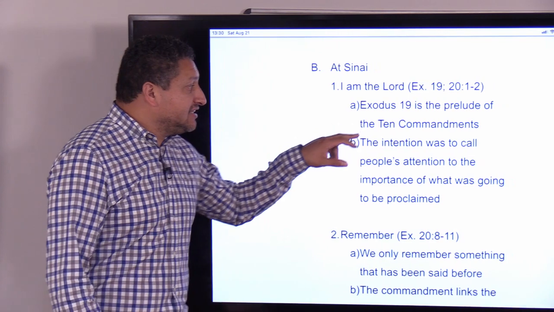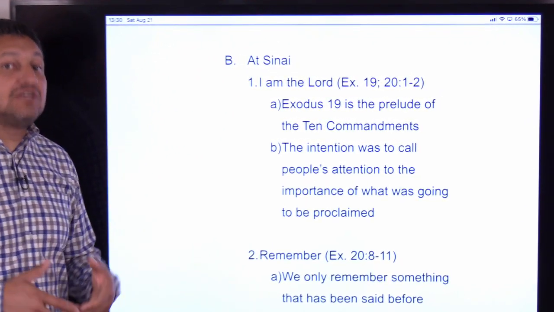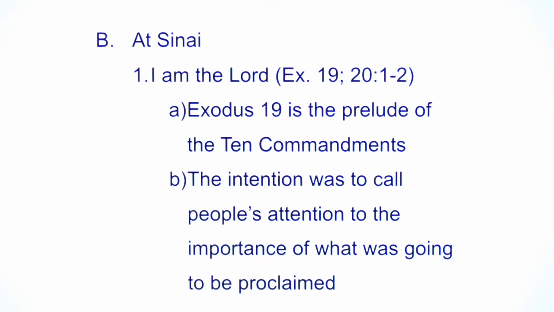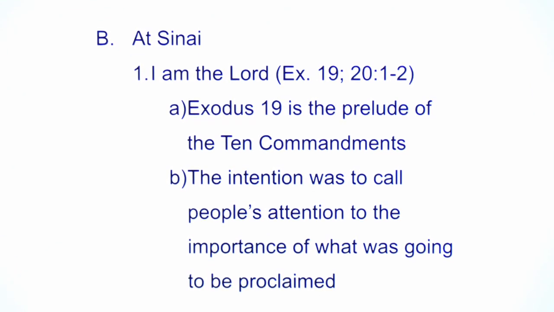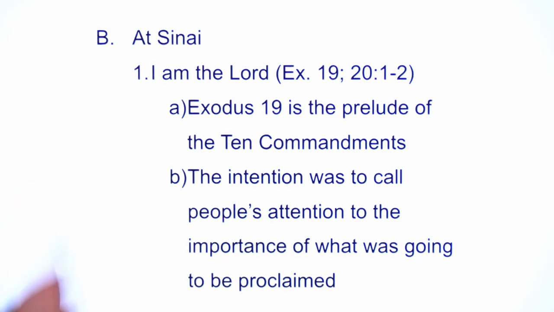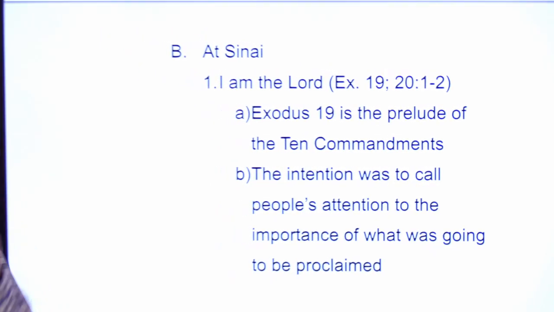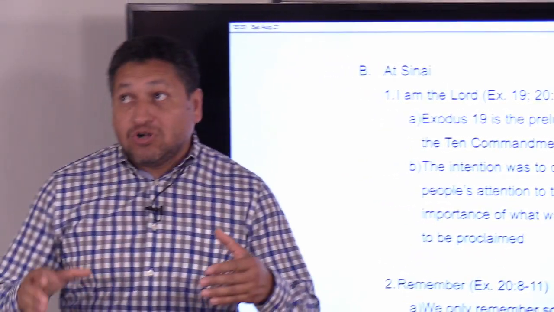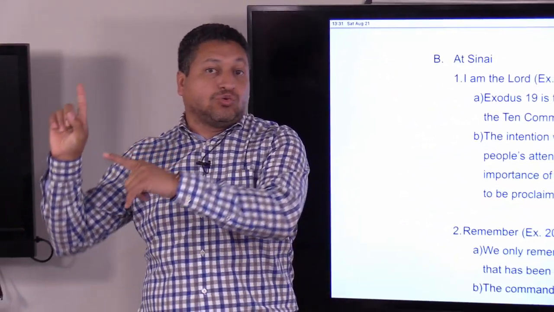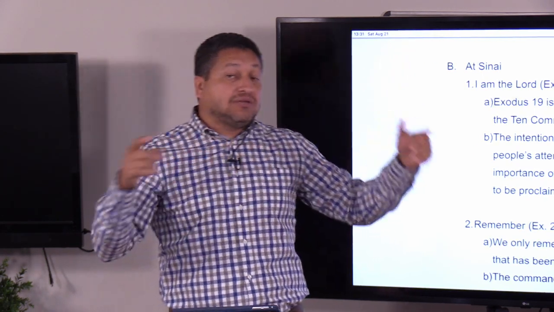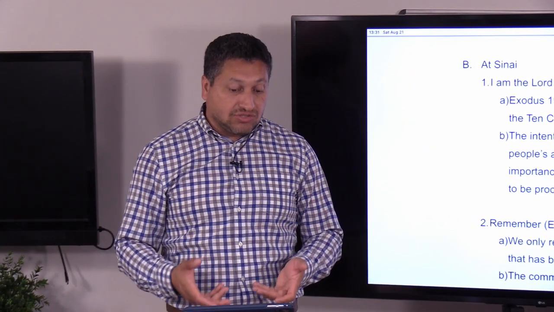Because Exodus 19 is the prelude of the Ten Commandments. And what happened in the prelude? Well, there were storms, thunders, and lightnings. The Lord was trying to attract the attention of the people to what was going to be proclaimed. Okay? So the Lord did something great in order for the people to move their eyes to what was going to happen in Mount Sinai, in the proclamation of the law.